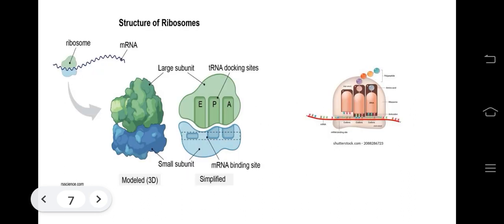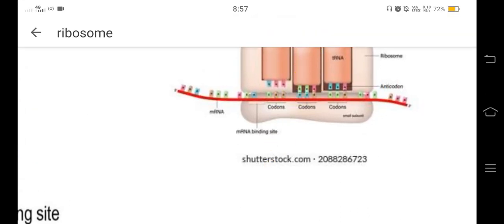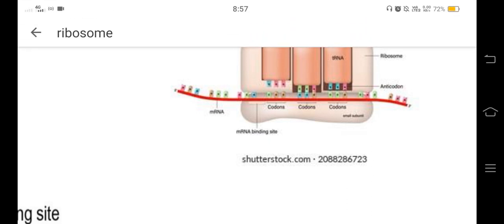Structure of ribosomes. Ribosome, mRNA, large subunit. tRNA docking sites E, P, A. Large subunit modeled in 3D, and a simplified view is also there. mRNA binding site. Then we may enlarge this picture. We could see portions: polypeptide, amino acid, ribosome, anticodon, tRNA, mRNA, codon and codons, mRNA binding site, etc.